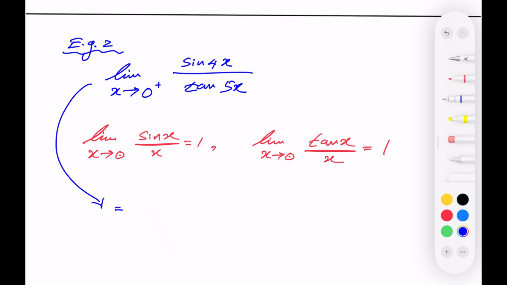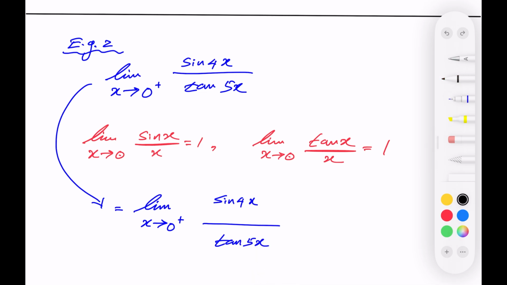Let me write it this way. Limit as x approaches 0 from the right hand side. I have sine 4x on the numerator and I have tangent 5x on the denominator. What I'm going to do is divide both top and bottom by x. Since I divided both the numerator and the denominator by the same quantity, I didn't change the question given.